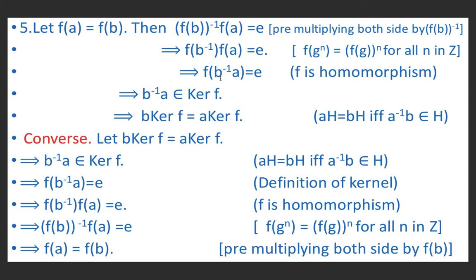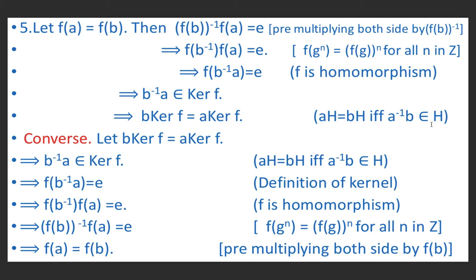It means f(b^-1 a) is equal to e', because f is a homomorphism, it preserves group operation. And this implies b^-1 a belongs to kernel of f, because f(b^-1 a) equals the identity element, and b^-1 a is an element of group G. So b^-1 a belongs to kernel of f. And this implies b kernel f is equal to a kernel f, because we have studied in the properties of a coset, in the previous lecture, that aH is equal to bH if and only if a^-1 b belongs to H.